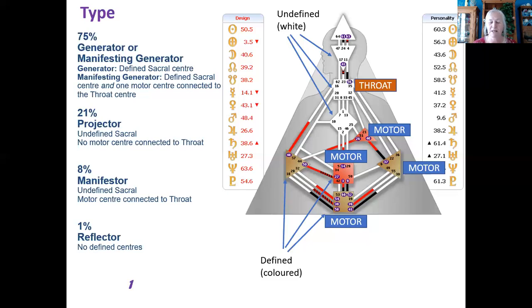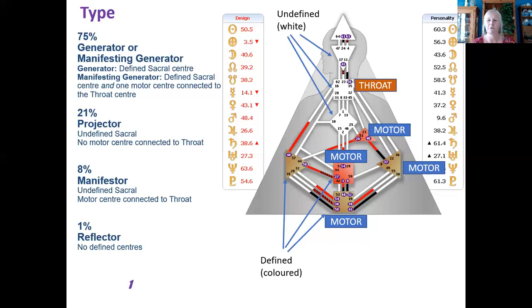So a manifestor, these are 8% of the population at the moment. This would be an undefined sacral center, so white sacral center, and one of these motor centers connected to the throat. So there'd be a colored line, whether it's red, black, or red and black, going between one of these motor centers and the throat center, and the throat center would be colored in. That would be a manifestor chart.